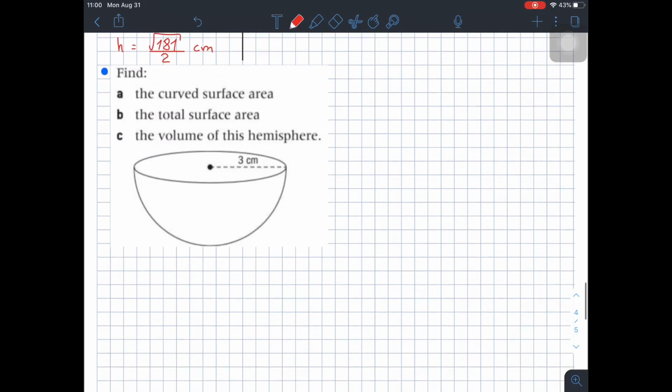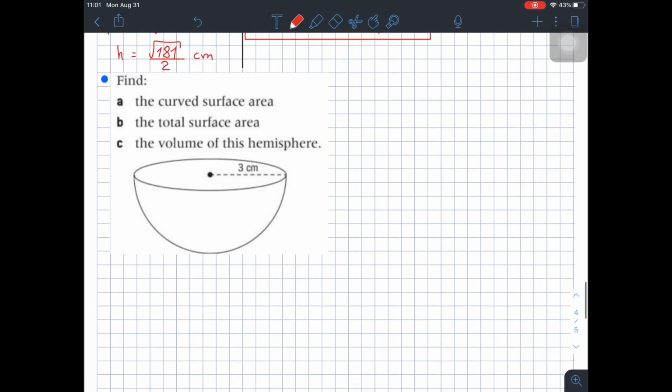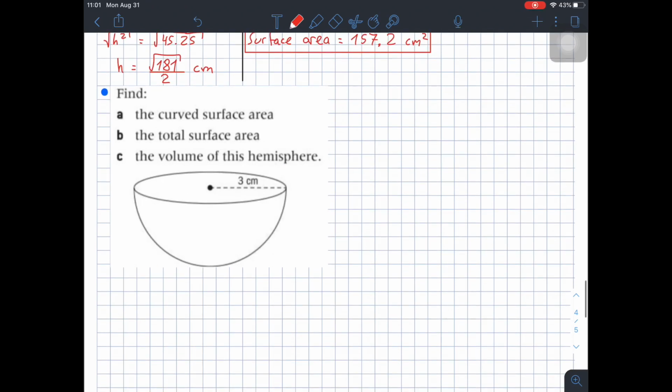Finally, to finish, we're going to do this exercise. It says find the curved surface area, the total surface area, and the volume of this hemisphere. So, in this case, as we are told, this is a hemisphere. A hemisphere is half of a sphere, right? So let's identify our information here. Actually, the only thing we need for this example is the radius, which is 3 centimeters.